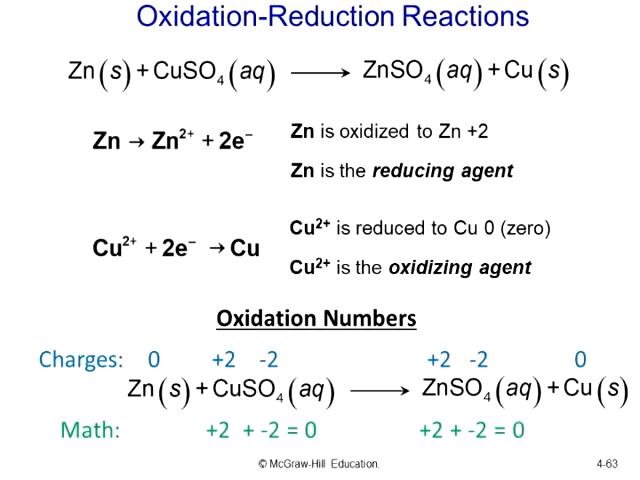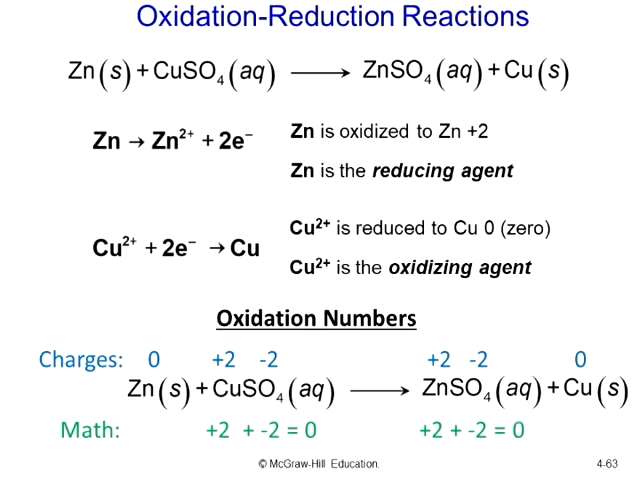Let's take a look at another example of oxidation reduction. In this case, we have zinc plus copper(II) sulfate giving zinc(II) sulfate plus copper metal. In this reaction, zinc goes from a 0 state to a +2 state. Copper went from a +2 to a 0 state. Zinc was oxidized and copper was reduced.